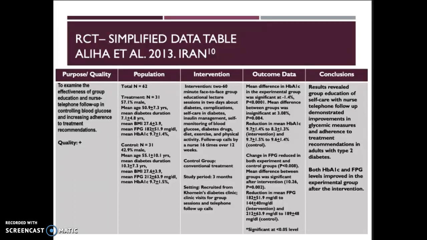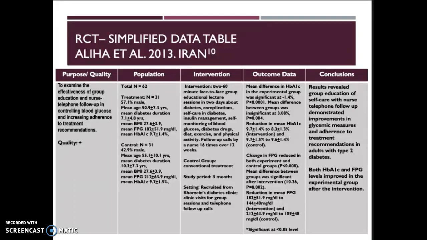As far as outcomes, there was a mean difference in the experimental group for hemoglobin A1C, and the reduction of hemoglobin A1C was significant from the experimental to control groups. There was also a change in fasting plasma glucose, and that was a reduction significant from the experimental group to the control group.